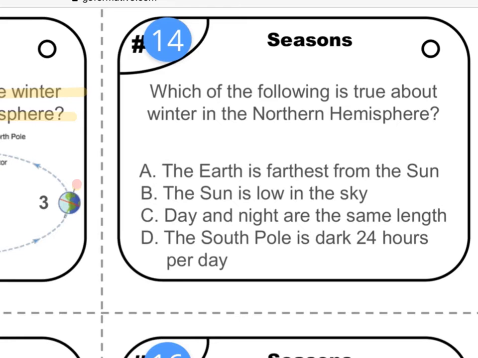Number 14. Which of the following is true about winter in the north? Earth is farthest from the sun, the sun is low in the sky, the day and night are the same lengths, the South Pole is dark 24 hours per day. What's true about winter in the north? The sun is low in the sky.